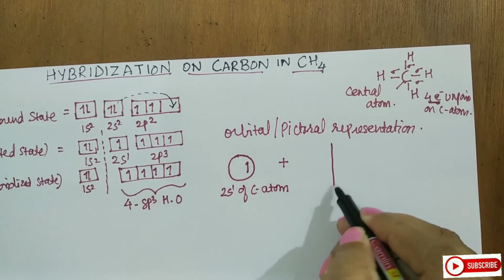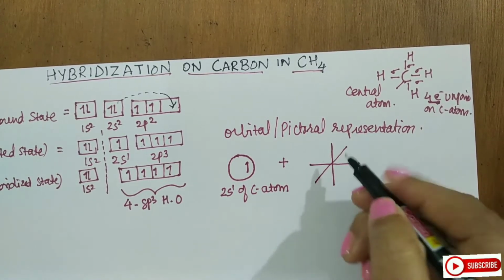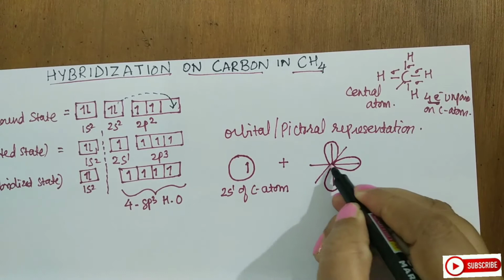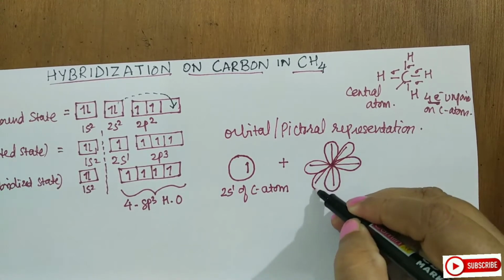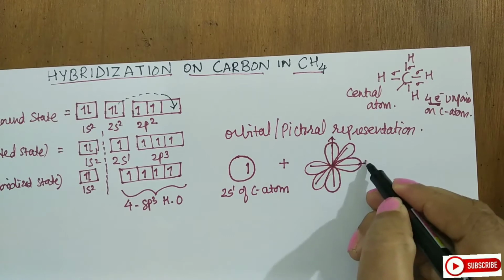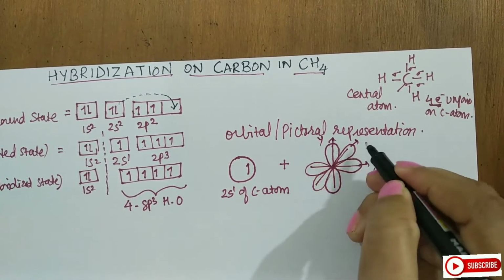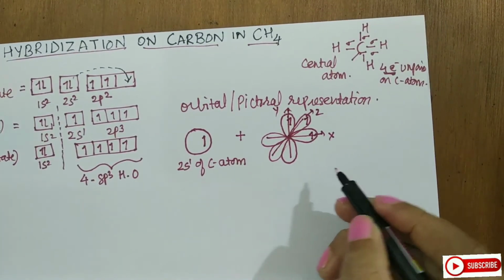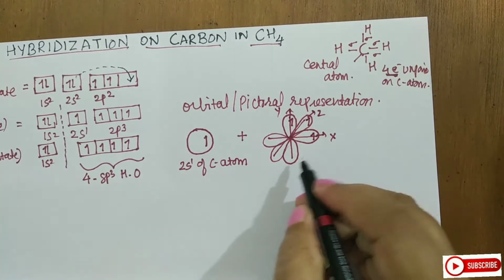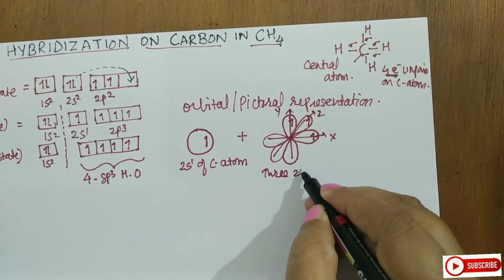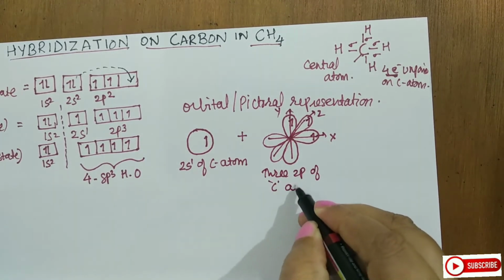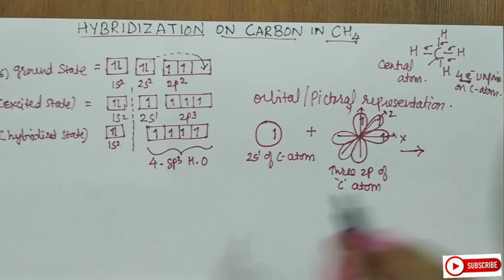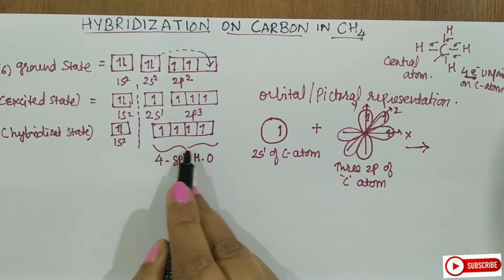So let us draw the 3p orbitals of carbon along the x, y and z axis. So this is the first one, second one and third one along the x, y and z axis with one electron each. Now what happened is, when 2s1 of carbon and 2p of carbon atoms mix, after mixing, what I got is 4 sp3 hybrid orbitals.